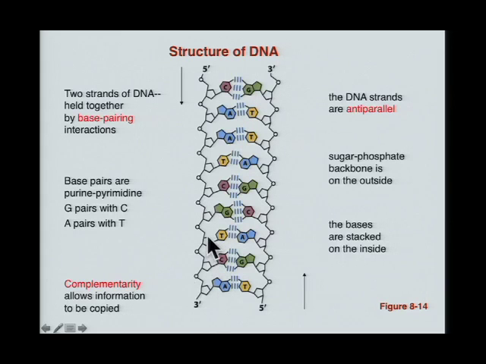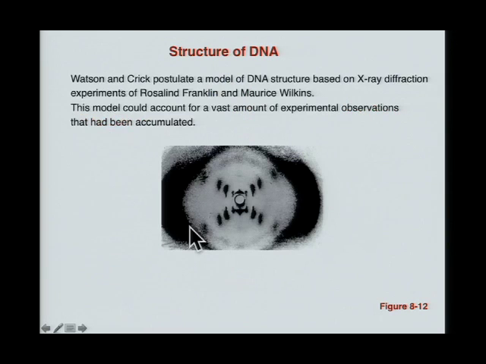Okay, and so this complementarity in this base pairing allows us to very easily copy this structure. You think about proteins, that sort of complementarity doesn't exist. So we can't just photocopy proteins in the same way. It's a completely different process. Okay, so that's the structure of DNA.